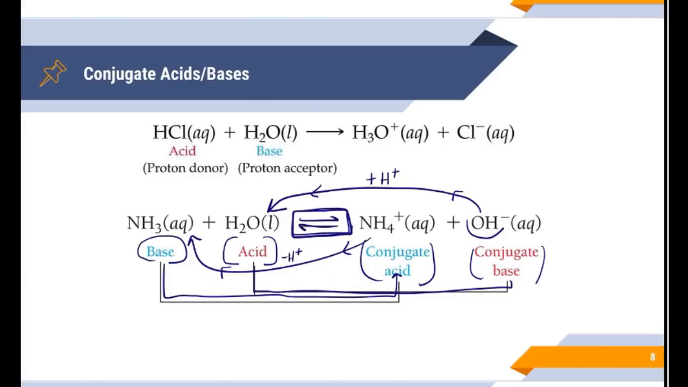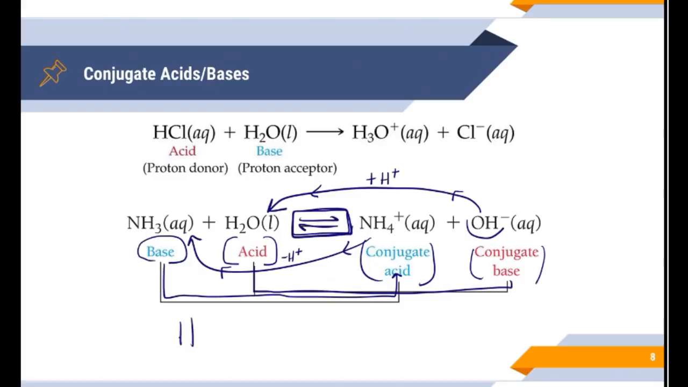If it's donating a hydrogen, it's an acid. If it's accepting a hydrogen, it's a base. In the reverse direction, it's the same acid or base, but we call them conjugates. And then you can identify a conjugate acid-base pair by letting that substance do its job.